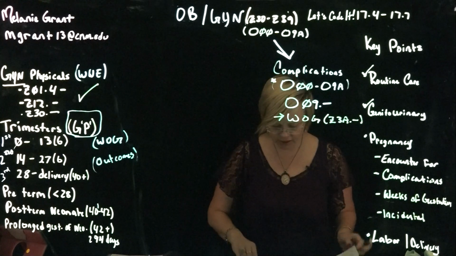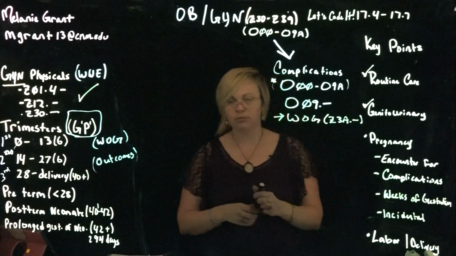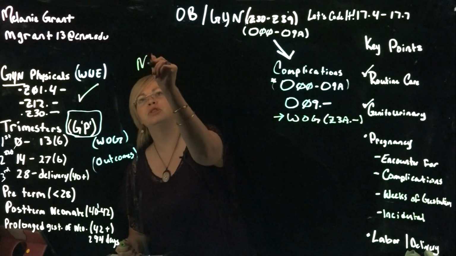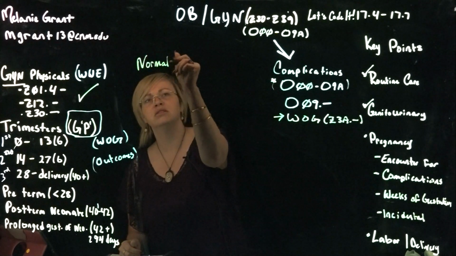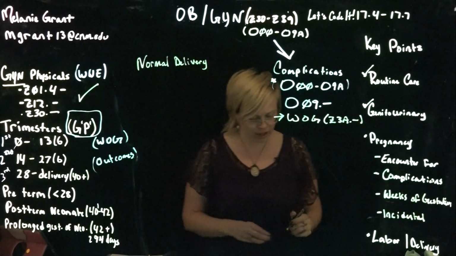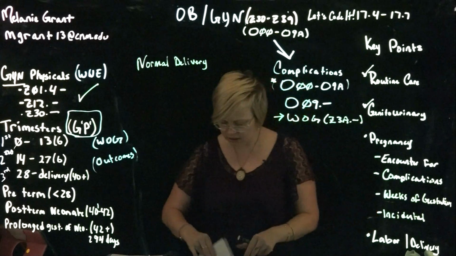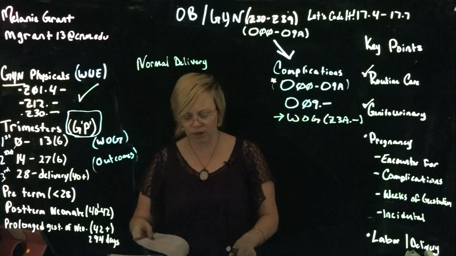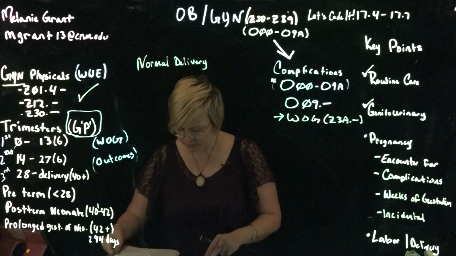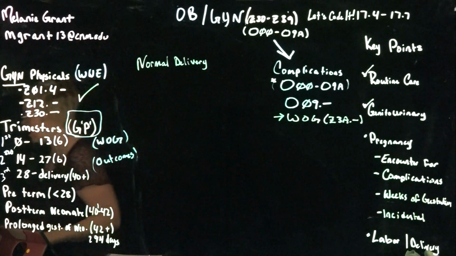Okay, so we go back a little bit, and we have a couple of different types of labor and delivery. We have normal delivery, which means there weren't complications. Okay, you'll find these in your O categories under O80, and so I'm going to flip to that category now, which is found under page 915.